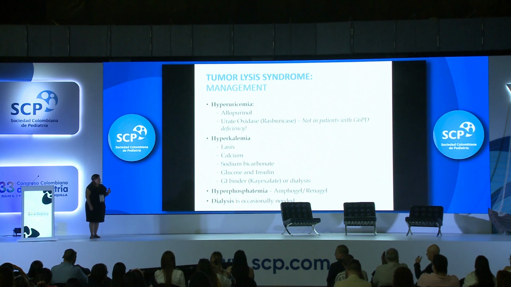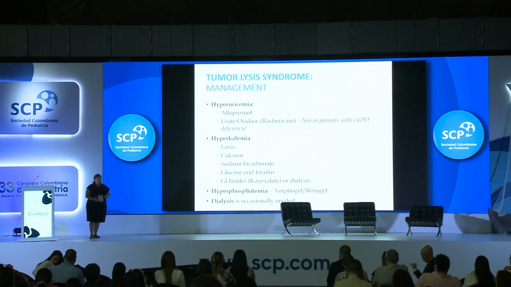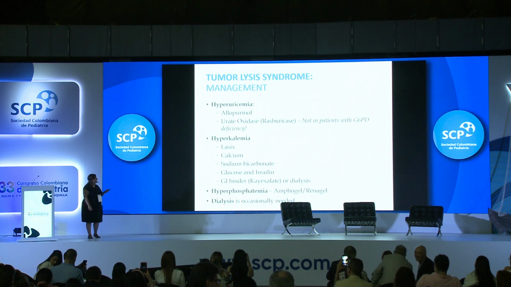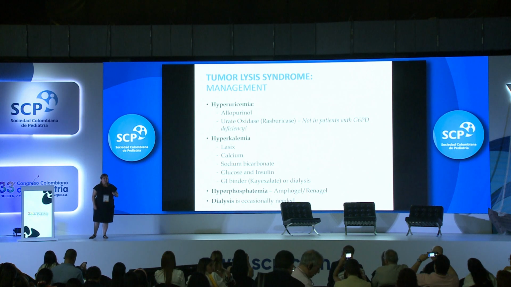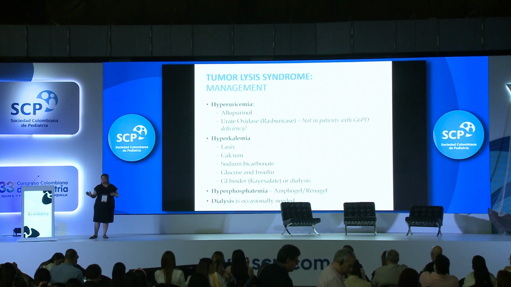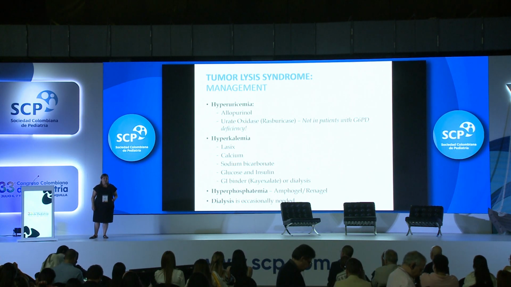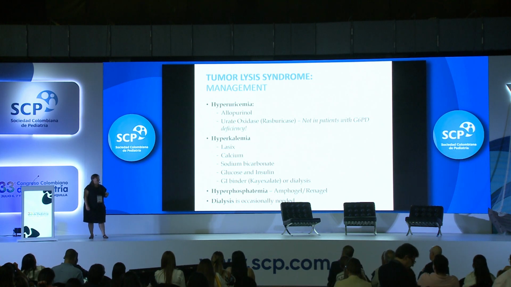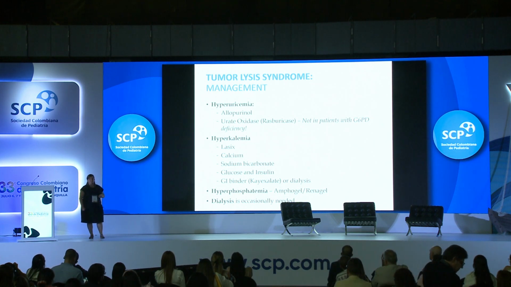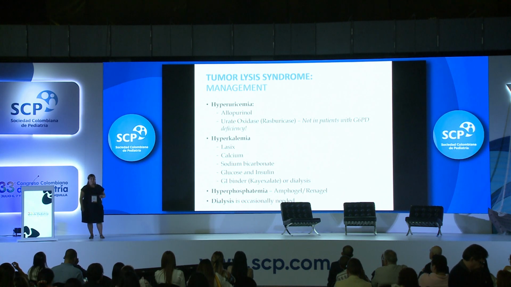For the actual electrolyte abnormalities, each of the abnormalities has its own management. For high uric acid, we use allopurinol in most of our patients. When the uric acid is incredibly high, greater than 8 or 9, we consider using urate oxidase or rasburicase. We cannot use this in patients with G6PD deficiency, so we always check the status of that first.